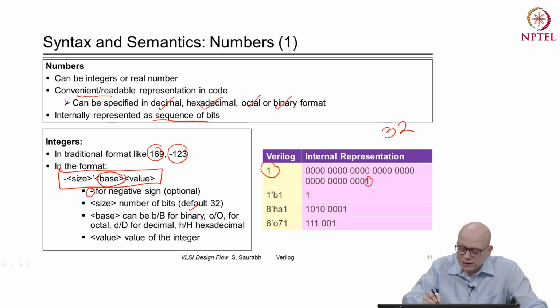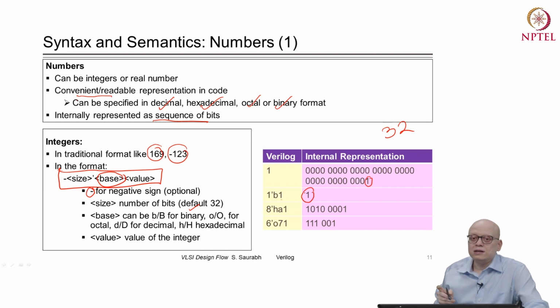Now if we write 1'b1, there is no negative sign, so it is a positive number. Then 1 defines the size of this number. So 1 means that it is of only 1 bit. And b defines that it is a binary number, not octal or decimal and so on. And 1 defines the number. So 1'b1 is just one Boolean number 1.